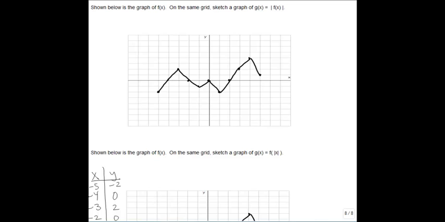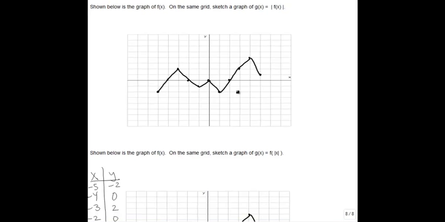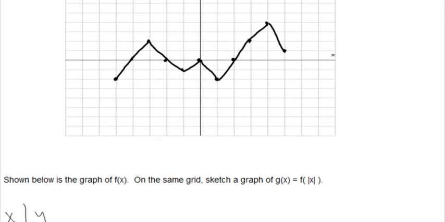Okay, on these last two examples, we're going to take a look at some new kinds of transformations dealing with absolute values. On this first example, we have the graph of f given to us right here, and what we want to do is create a new function g of x, which is the absolute value of this function. Now here, notice the absolute values are on the outside of the function f of x.